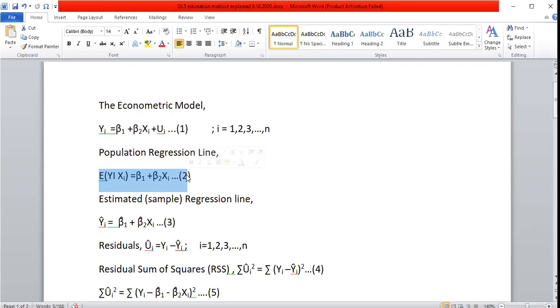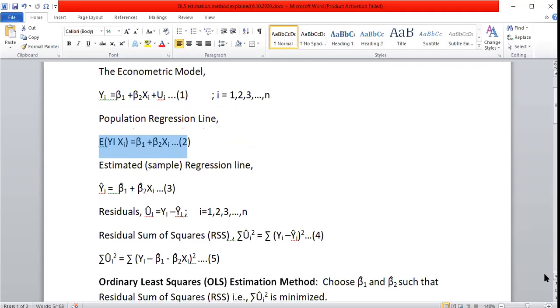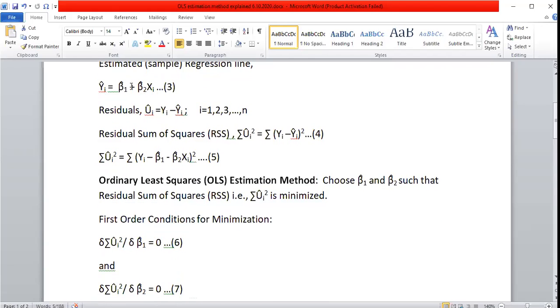We are trying to estimate beta 1, and we are calling it beta 1 hat. We are trying to find an estimator of beta 2. We are calling it beta 2 hat. Are they equal? No. Beta 2 hat is not equal to beta 2, and beta 1 hat is not equal to beta 1. So now we are trying to choose beta 1 hat and beta 2 hat. But what is the criterion to choose them?